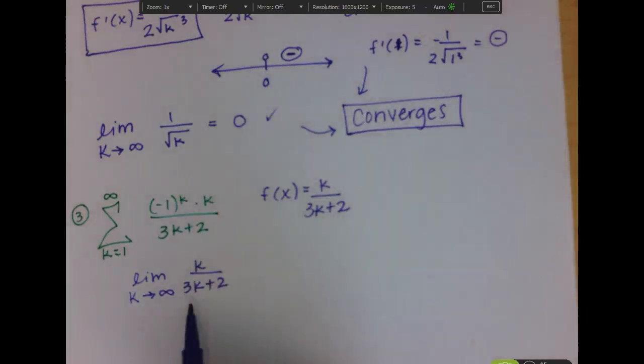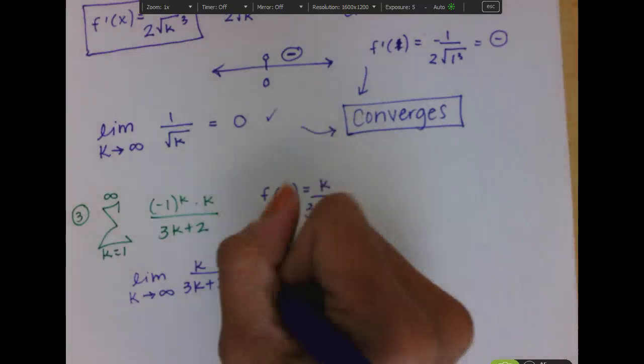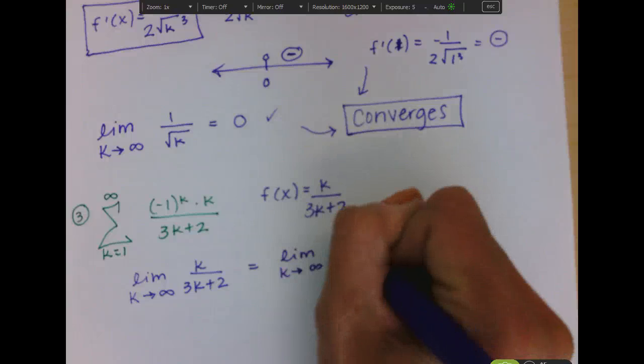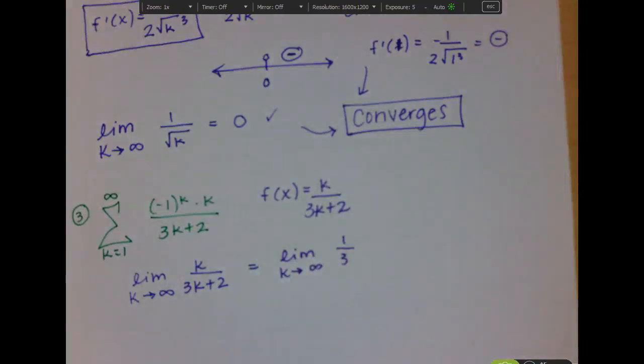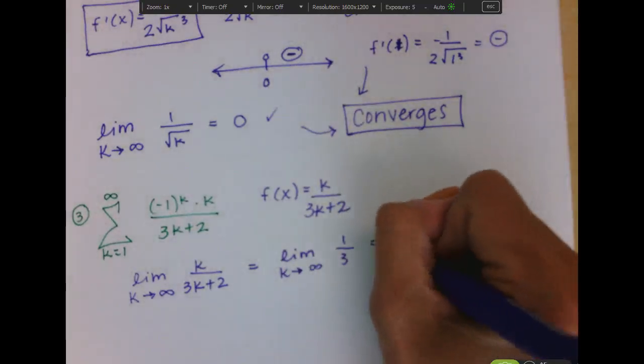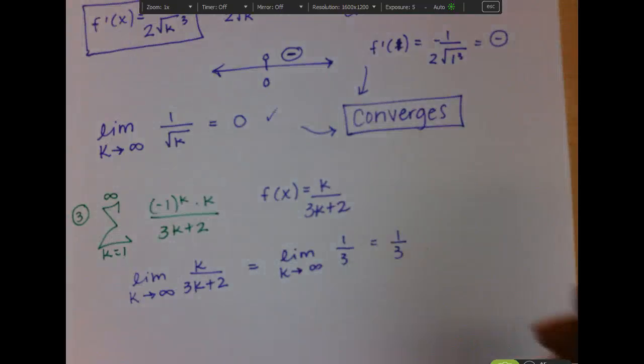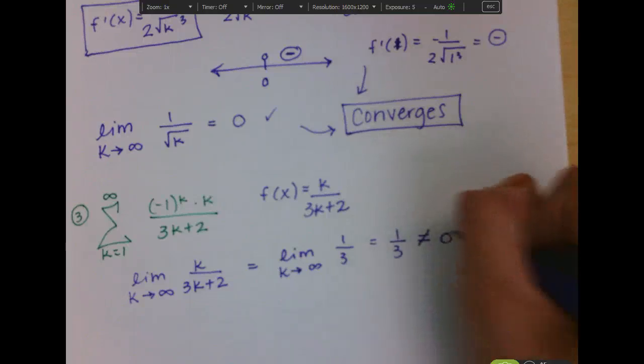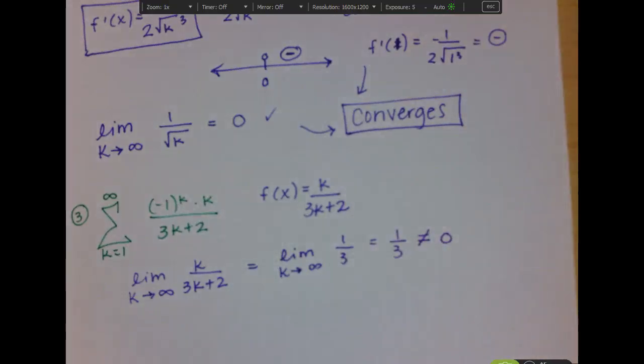And I know that because L'Hopital's rule will apply, and I'll get infinity over infinity, which means that I'll have to take the derivative of the top and the bottom, giving me 1/3. So since the limit here is 1/3, it's not equaling 0, which was the criteria in place for the alternating series test to say that the series was going to converge.